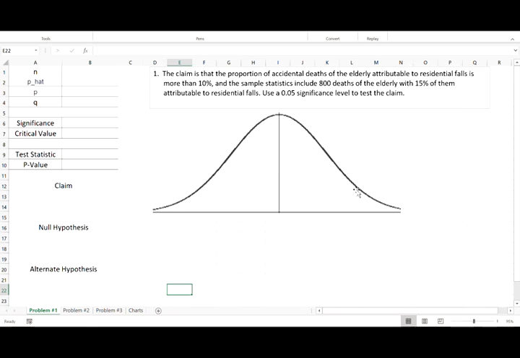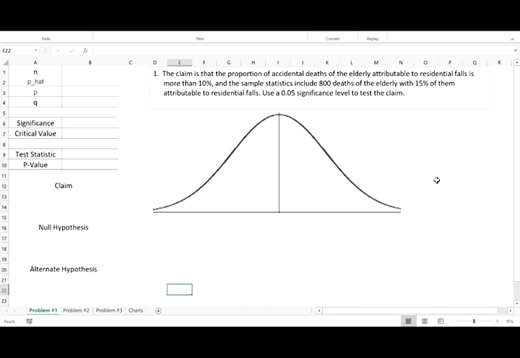The claim is that the proportion of accidental deaths of the elderly attributable to residential falls or caused by residential falls is more than 10%. And the sample statistics include 800 deaths of the elderly with 15% of them attributable to residential falls. Use a 0.05 significance level to test the claim.